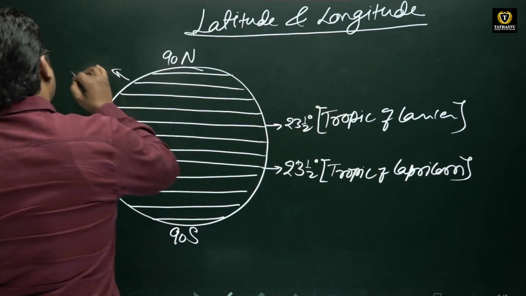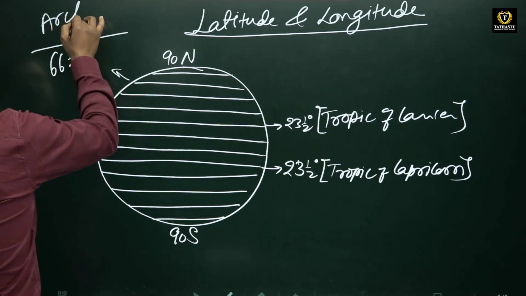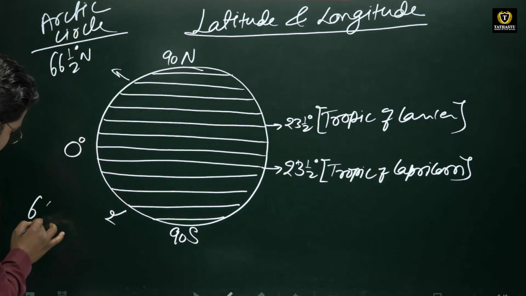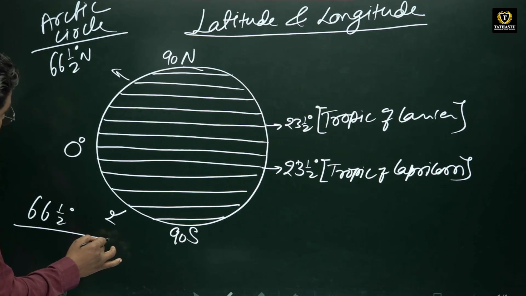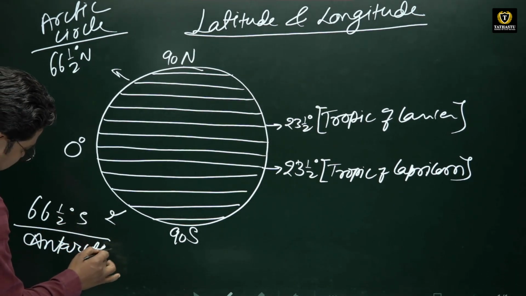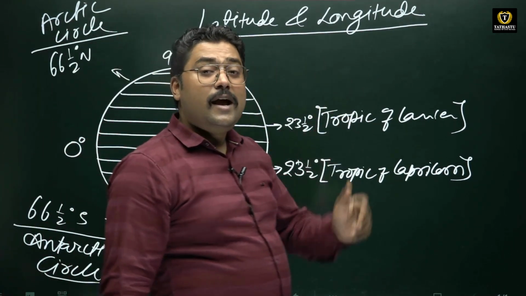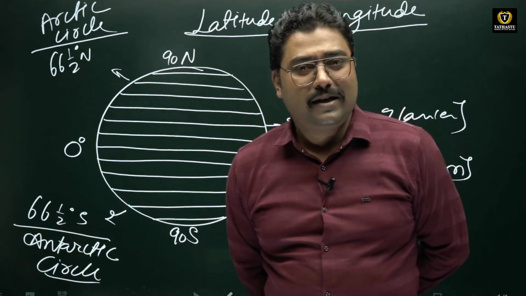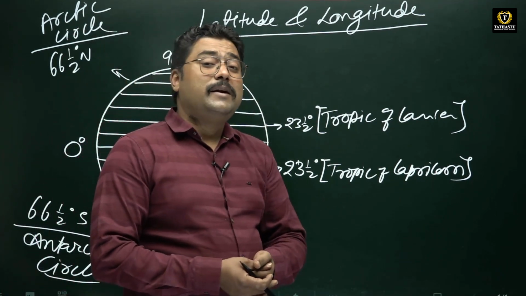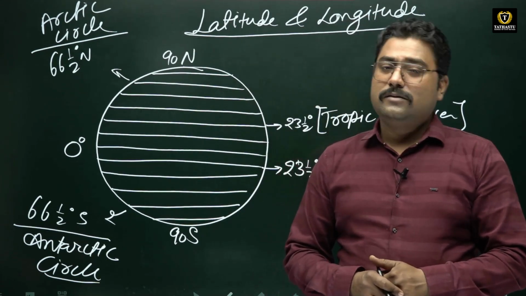Then after 66.5 degree north is known as Arctic Circle, and 66.5 degree south is known as Antarctic Circle, which means beyond 66.5 north the Arctic starts and beyond 66.5 south Antarctic starts, which we consider as the polar areas. Why are we considering them as circles? Because as I told you earlier also, the shape of latitudes is a circle.